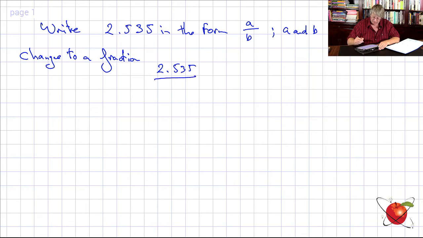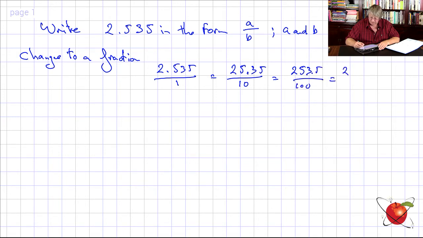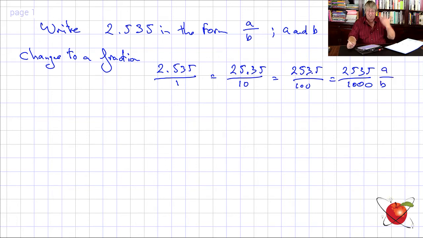So let's recognize that 2.535 over 1 is the same as 25.35 over 10, which is the same as 253.5 over 100, which is 2535 over 1,000. Okay, there we are. Now that is A and B, isn't it? There you go. There's your A and there's your B, and they are both integers.